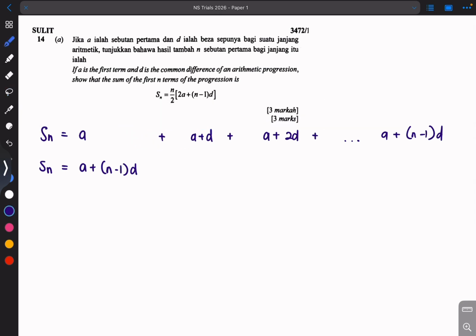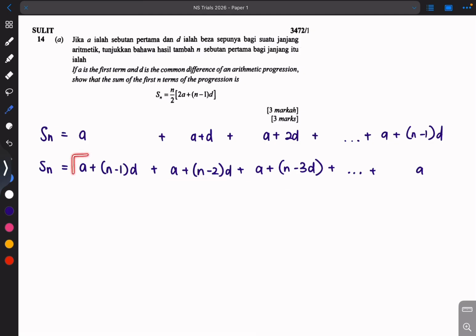Okay. Then the second last term, and okay, this is the last term, second last, third last, and then the first term would be back to a. So we are going in the opposite direction. Right. So first term is this, the last term is this. The second last term would be a plus n minus 2d. And then the third last would be a plus n minus 3d, and so on. So how did I get these?